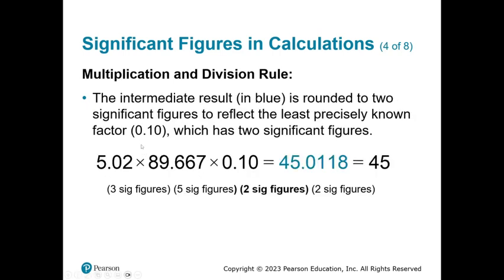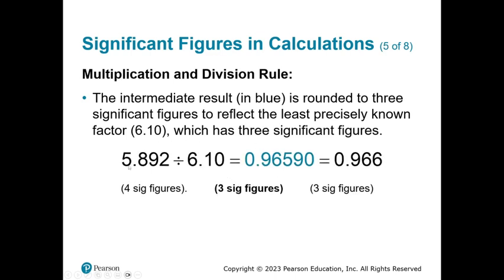So in this case, we have something with 3 significant figures, 5 significant figures, and 2 significant figures. We'll keep all the decimal places for the intermediate calculations, but at the end of the day, we're going to have to round to our least number of sig figs. So 2 sig figs here. This leading 0 is just a placeholder, so we'll get 45 at the end of the day.